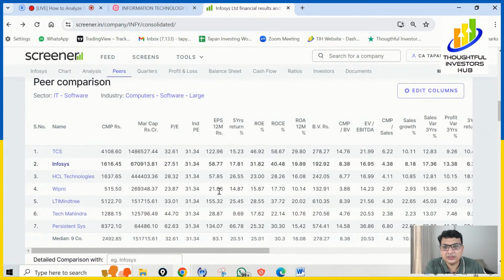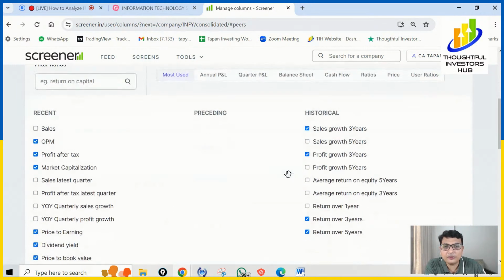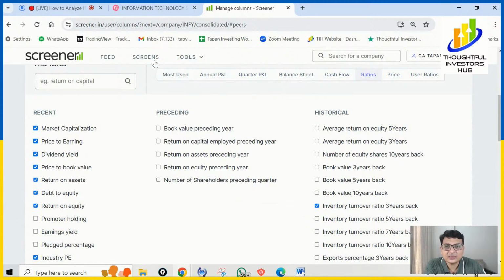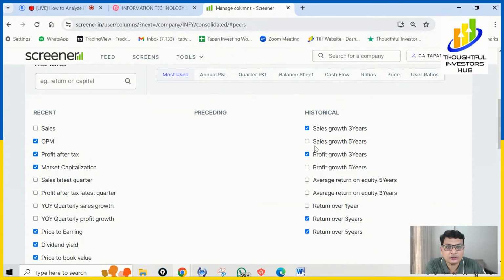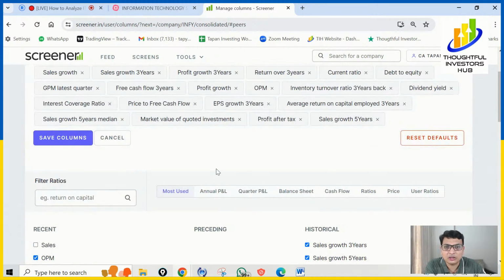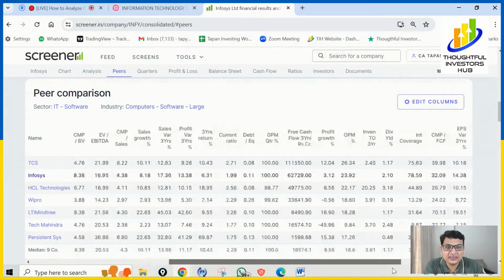Now, tell me one thing. All the ratios you will get from here. How do you find the ratios? You can always go to edit column, and if you want any ratios to be selected, you can see here annual P&L, quarterly, balance sheet, cash flow, ratios, everything is there. You can just select one, like sales growth in 5 years, and save columns. So see here, sales growth in 5 years, save columns, and when you go here at the end, it is available.